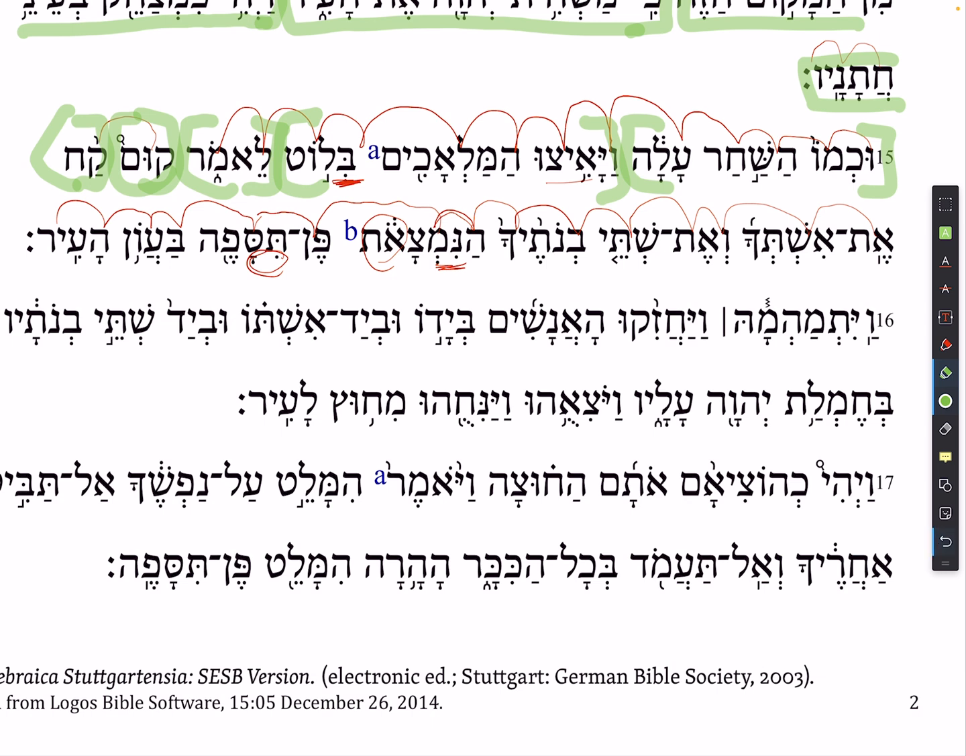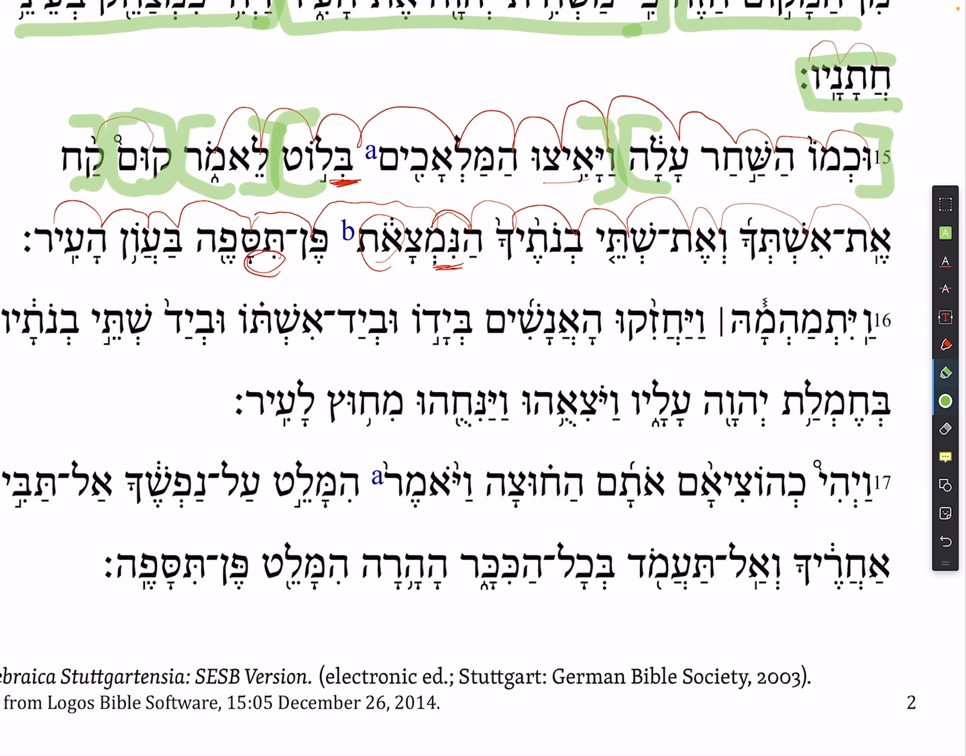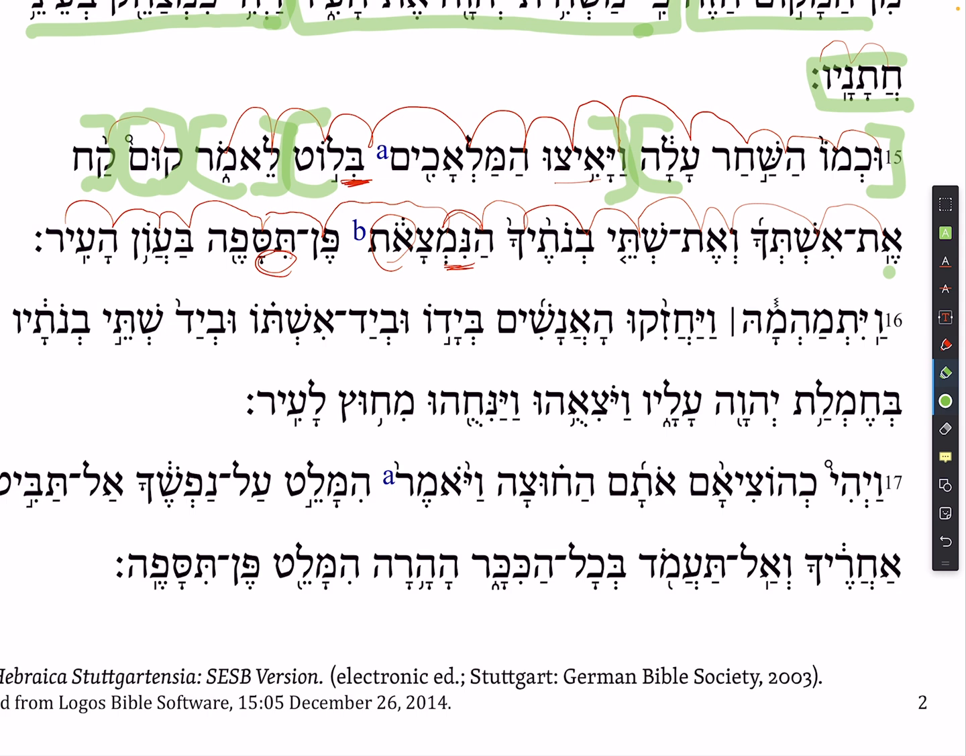That clause actually continues. So et ishtecha, et ishtecha ve et shtei vanotecha. So this is your direct object. But then there is a relative clause being opened here again with a participle, the ones that are being found. Then a new clause opener, pen, lest it is swept away, or lest you are swept away, you are being swept away in the sin of the city.